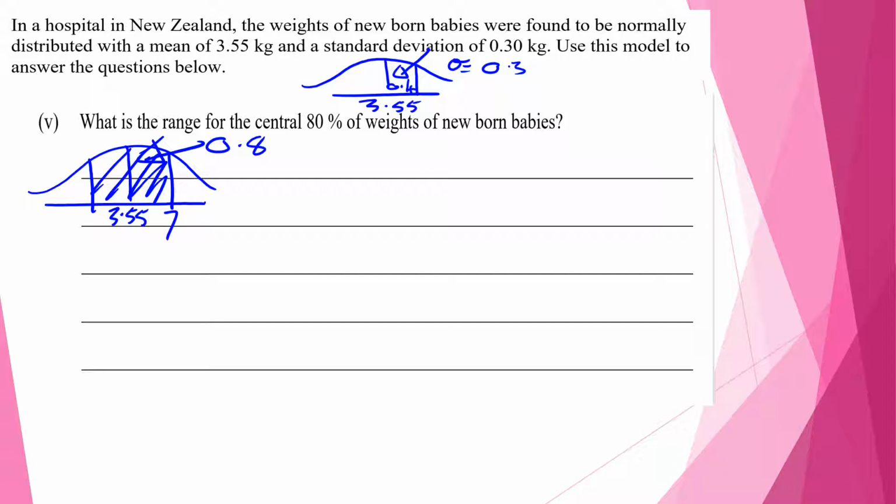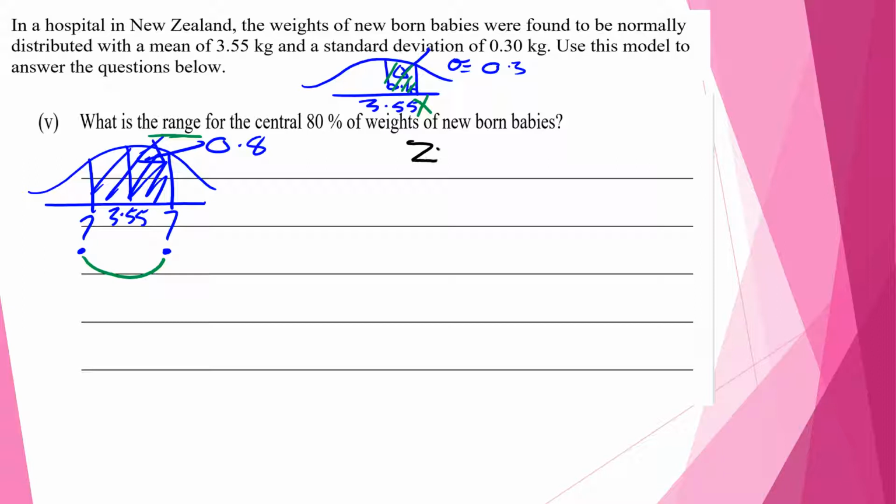We don't know this value here yet. That's what we're going to figure out in this value here. So we're actually looking for the range. What is the range of central 80%? So we're looking for the range, or the space between those two, the difference between those two values. Okay, so let's just work through this to figure out this x value for where 40% is between the x value and the mean of 3.55.